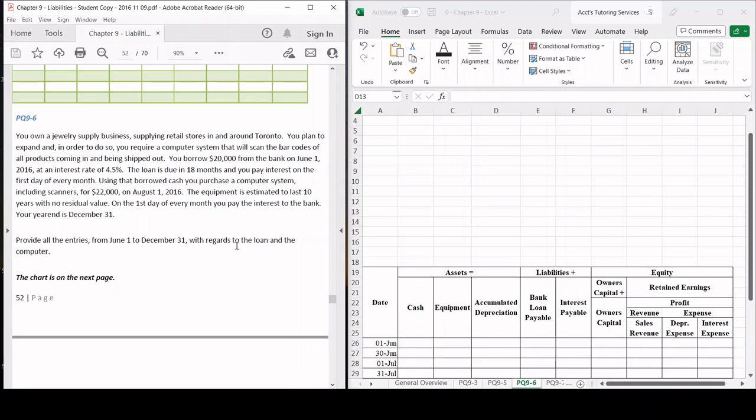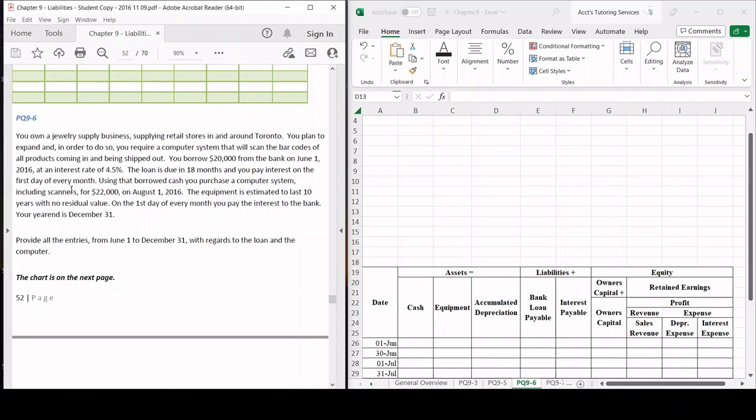The next question we're going to deal with is PQ9-6. This question is interesting because it's mixing up Chapter 8 stuff, which is depreciation, and Chapter 9 stuff, which is interest. But it's perfectly fine, because remember what I told you? It's like building a house. You have to start from the bottom first and build your way up. So everything in this course does connect. So let's jump right into it.